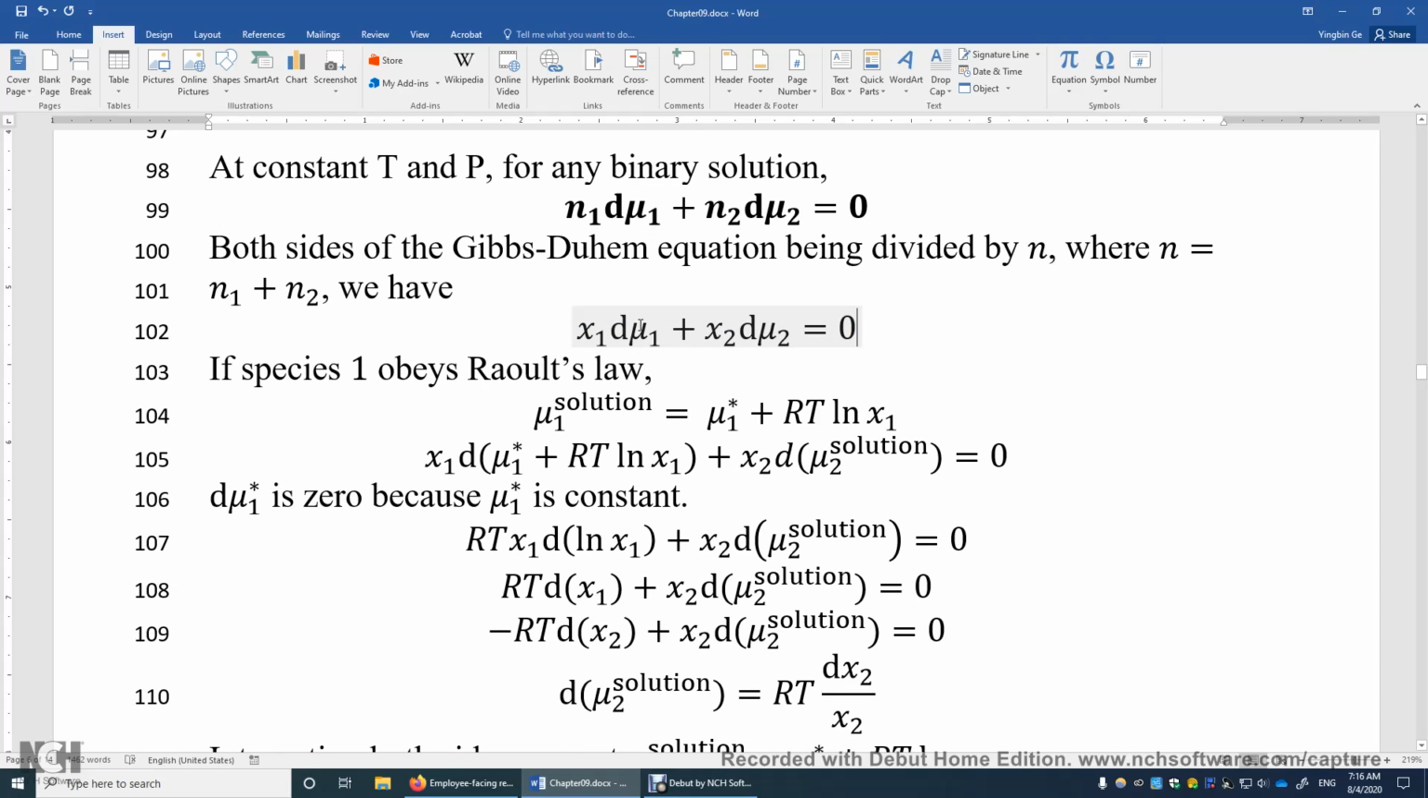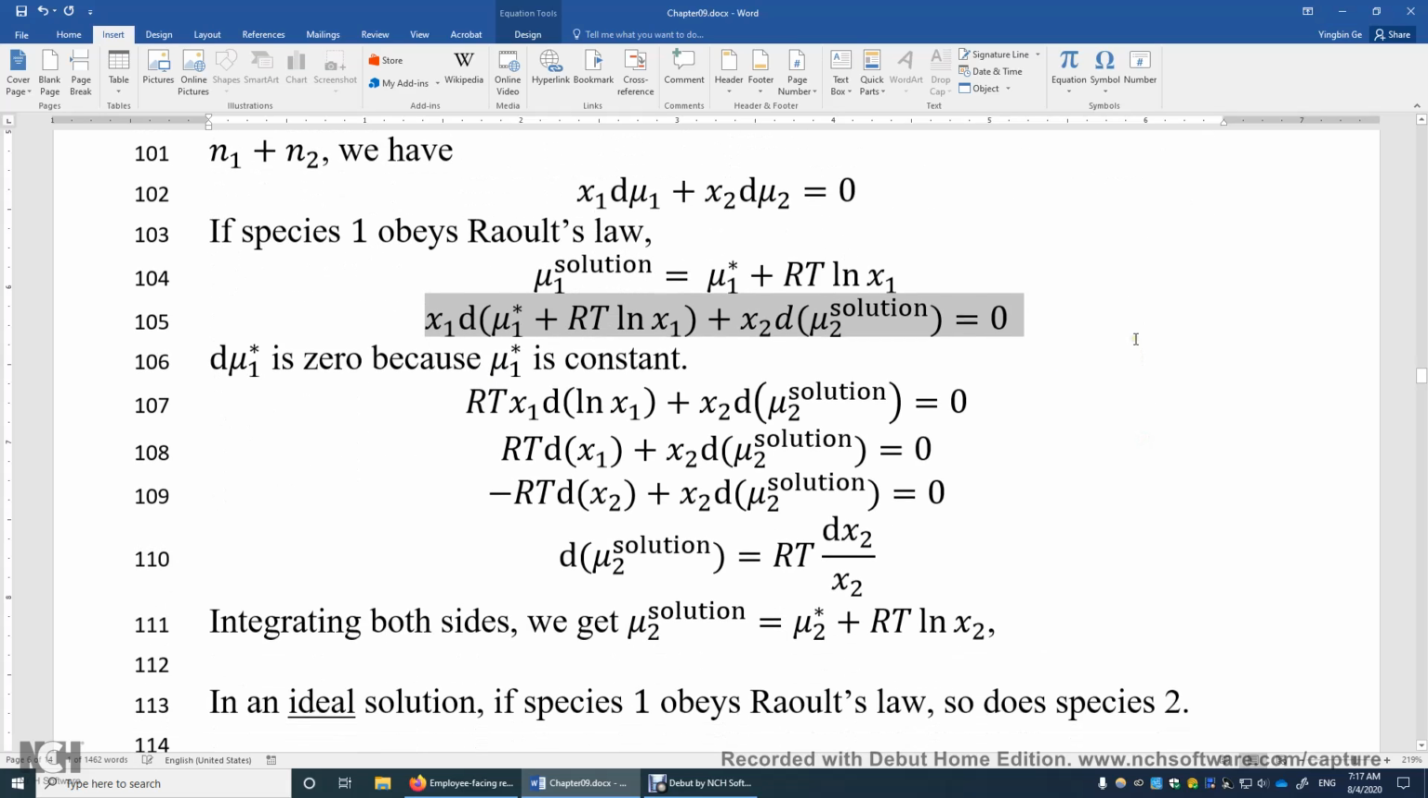Now we'll use this equation to prove this: if species 1 obeys Raoult's law, then we can prove species 2 must also obey Raoult's law. So first, if liquid 1 obeys Raoult's law, then mu1 in the solution is mu1 star plus RT ln x1. Here x1 is actually the partial pressure of 1 divided by the pressure of pure 1. That's Raoult's law. And then we just plug in this expression here, and then we have this equation.